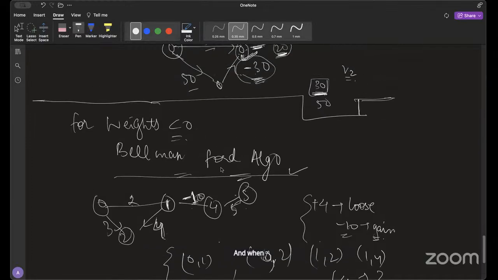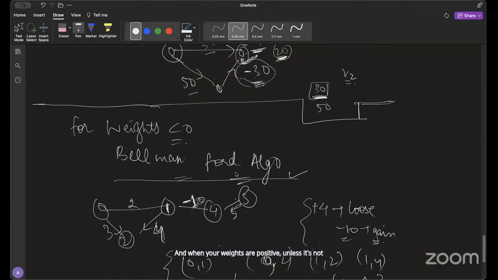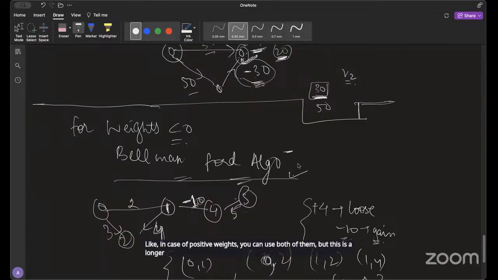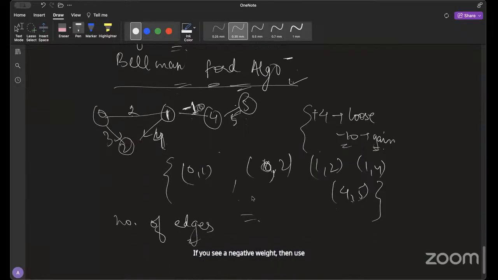And when your weights are positive, unless it's mentioned to use Bellman-Ford algorithm, don't use this one because it's a long algorithm. Dijkstra, in case of positive weights, you can use both of them, but this is a longer method, so don't use this one. Dijkstra is easier for positive weights. If you see a negative weight, then use Bellman-Ford algorithm.